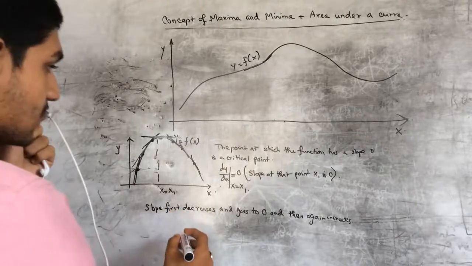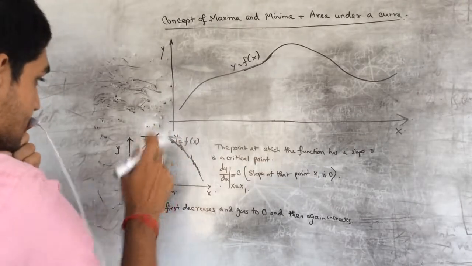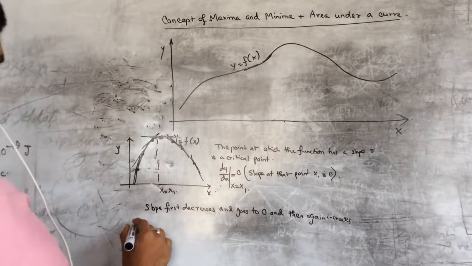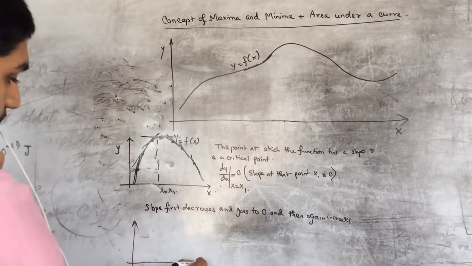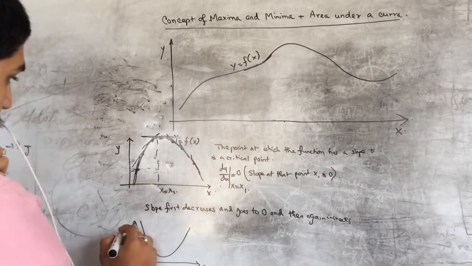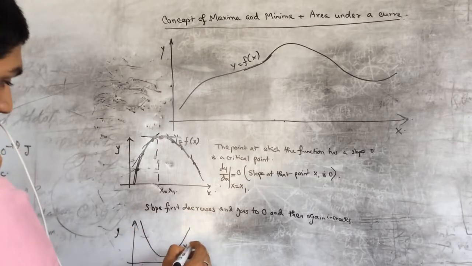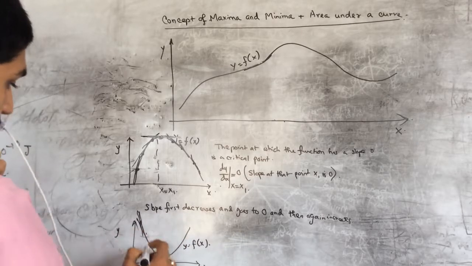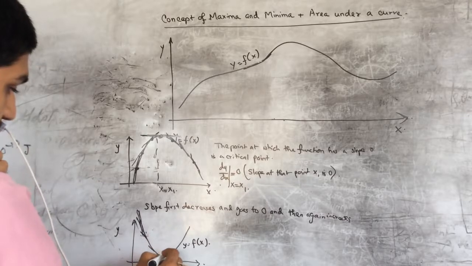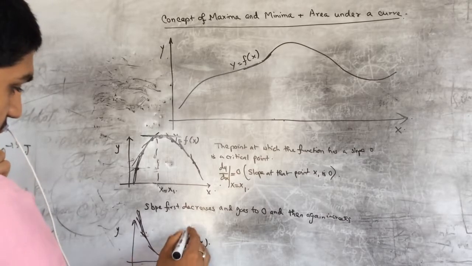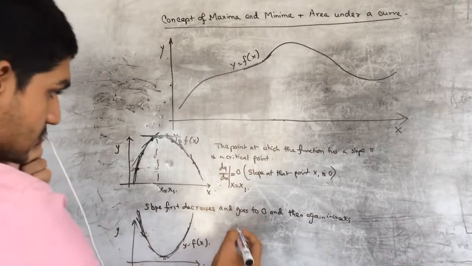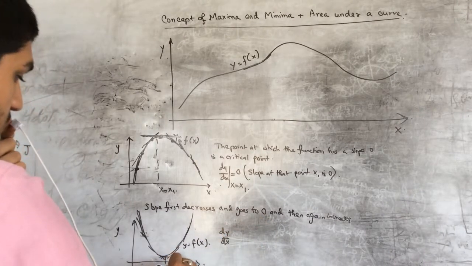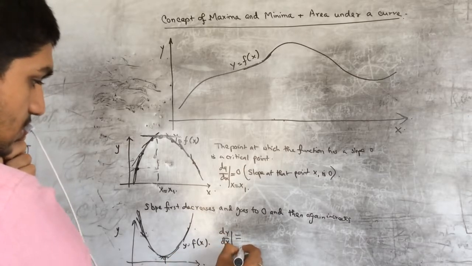Now this is a maximum case. The function is attaining a maximum value at this point. Similarly for minima, y equals f(x), the slope is first more, then becomes less and comes to 0, and then again increases, as you can see. So in both cases dy/dx at x equals x2 is 0.